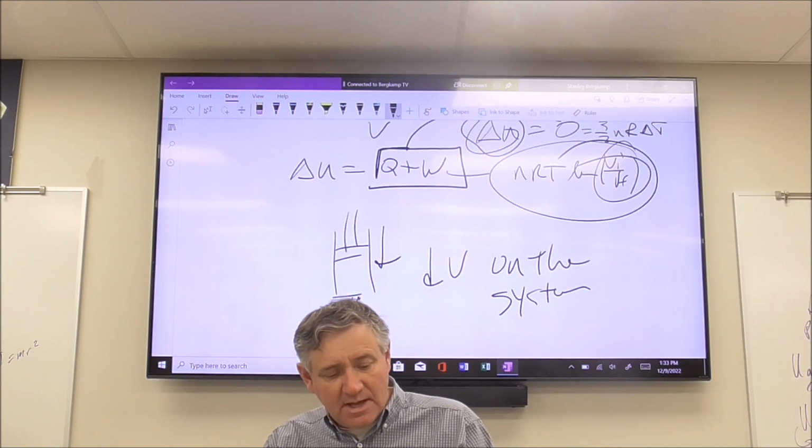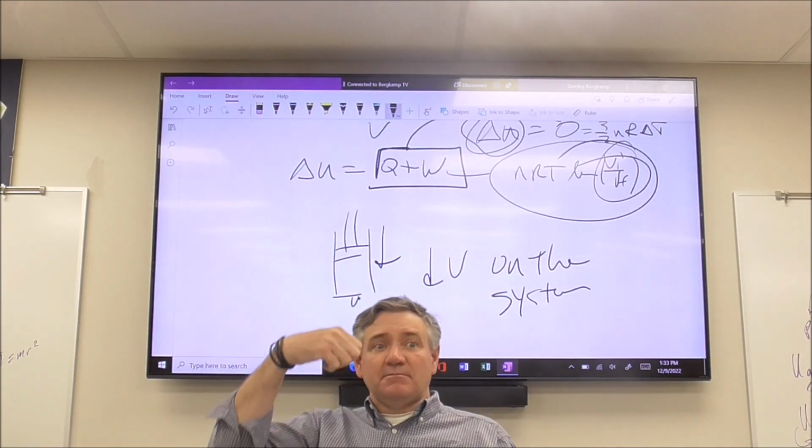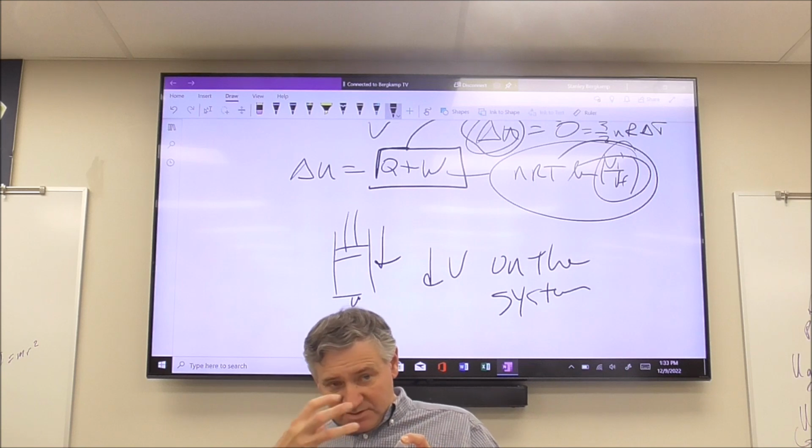Now, if I put this into a container like a hot water bath, and it begins to take in thermal energy, and that syringe begins to move, then that would be work being done by the system. Negative work, because it's making the volume get bigger, so it's costing it energy.